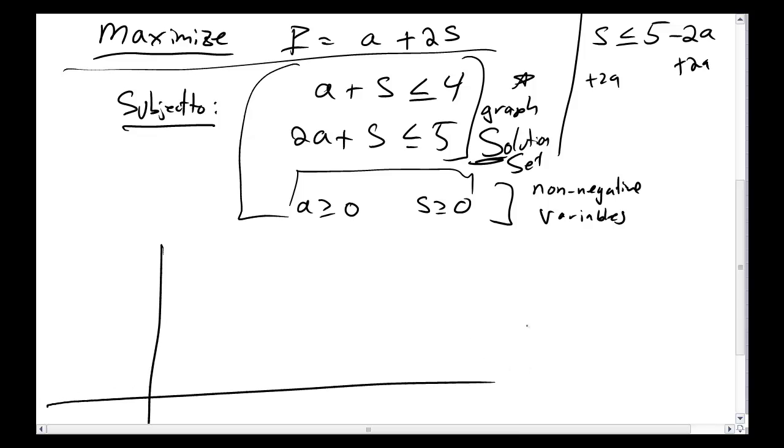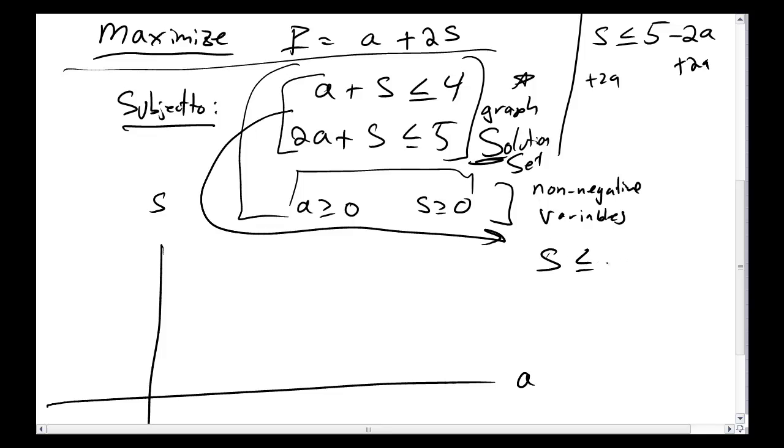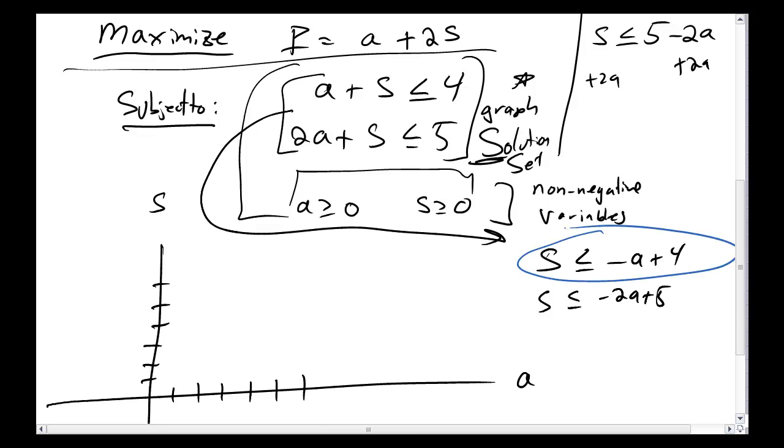I guess I don't really have x and y so much as a and s, but you get the idea. Here's what we're going to do. I'm going to solve each of these two into slope-intercept form. So s is less than or equal to minus a plus 4, and s is less than or equal to minus 2a plus 5. 1, 2, 3, 4, 5, 6. 2, 3, 4, 5, 6. Okay. This guy gets to be this color. So my y-intercept is up here at 4.